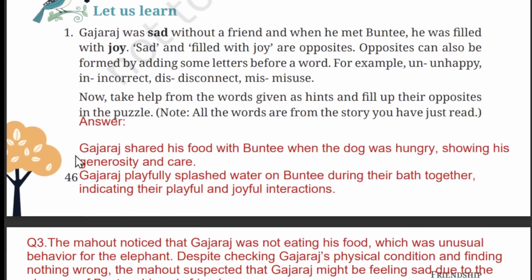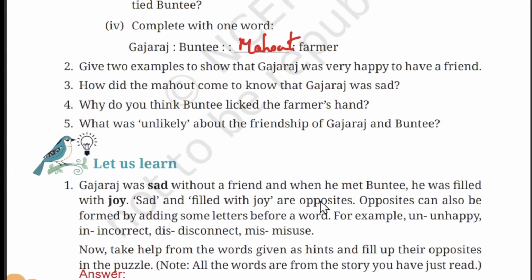So the answer is Gajaraja shared his food with Bunty when the dog was hungry, showing his generosity and care. So that is the first point. And the second point is Gajaraja playfully splashed water on Bunty during their bath together, indicating their playful and joyful interactions. Okay, next question.